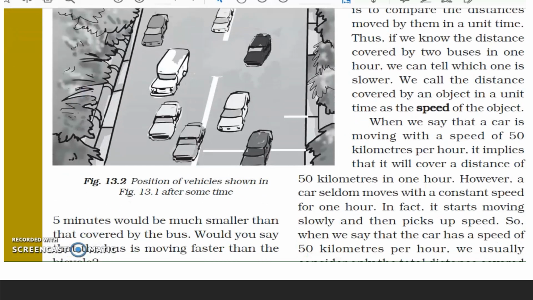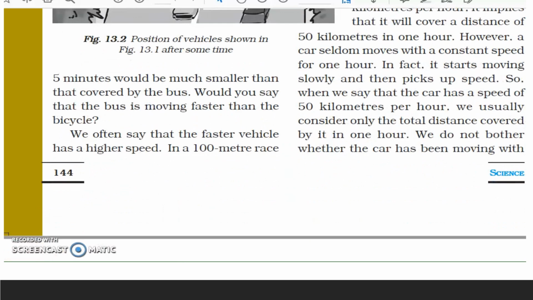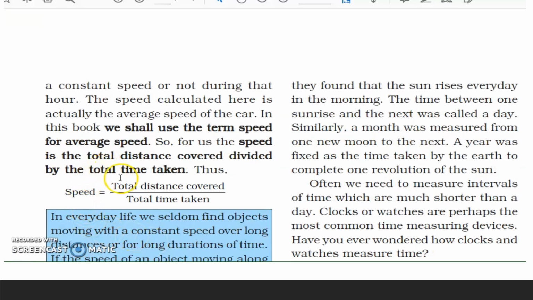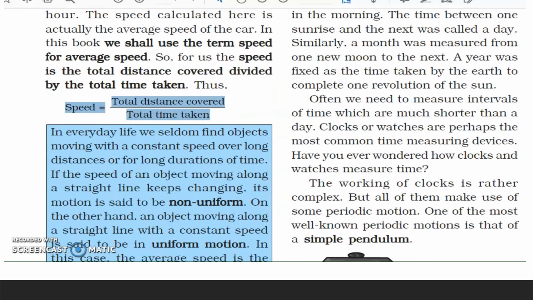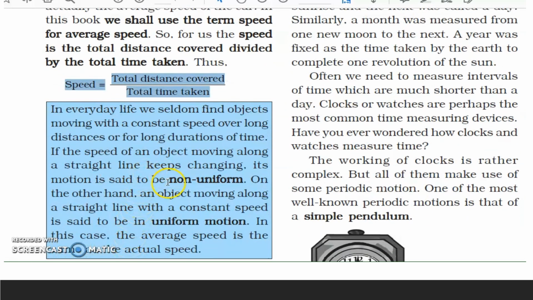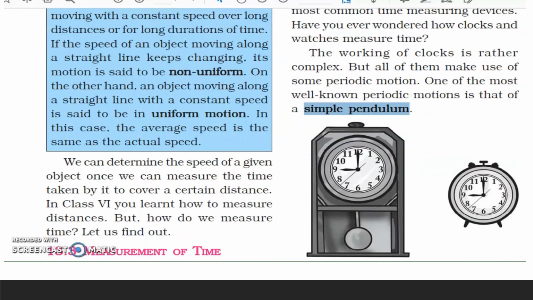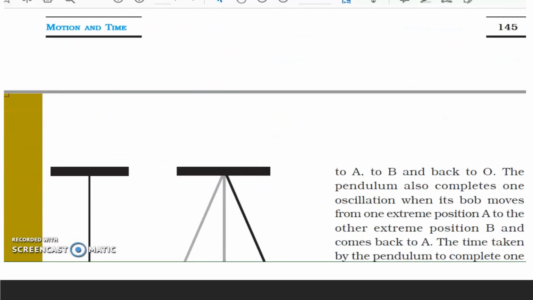And in this chapter we were discussing average speed, that means total distance covered by total time taken. Also we learned in our previous class about uniform and non-uniform motion, right? And we have started our discussion about measurement of time. There we read about different types of clocks and we were discussing a simple pendulum. So in today's class we are going to continue our discussion from the simple pendulum.